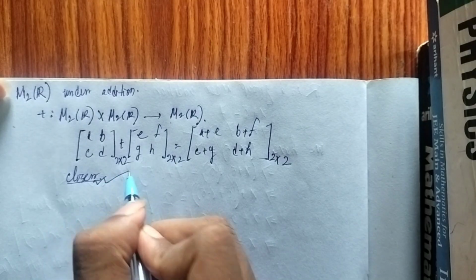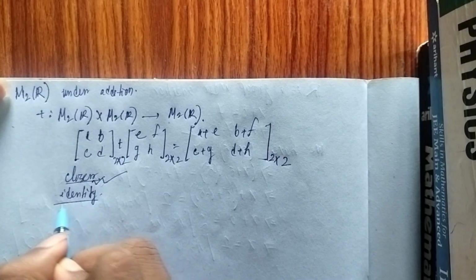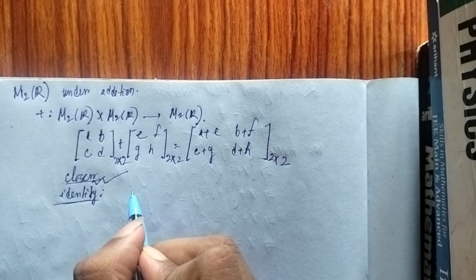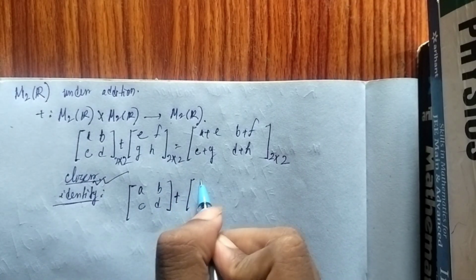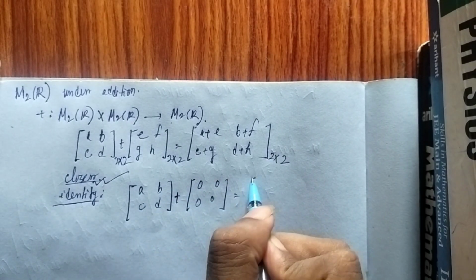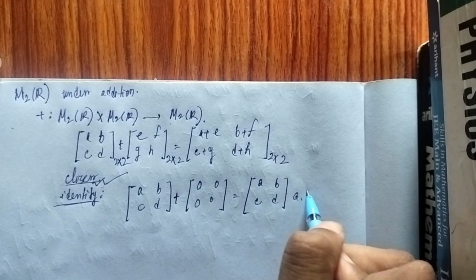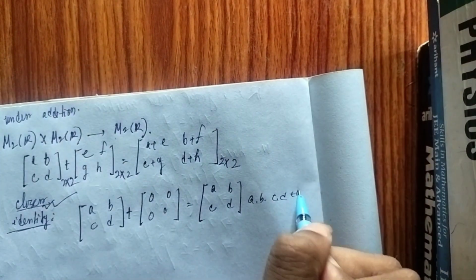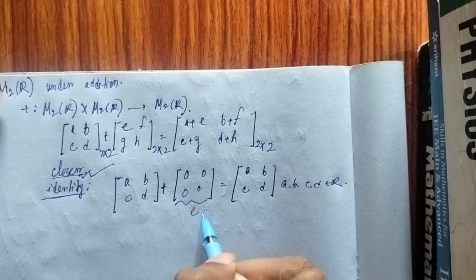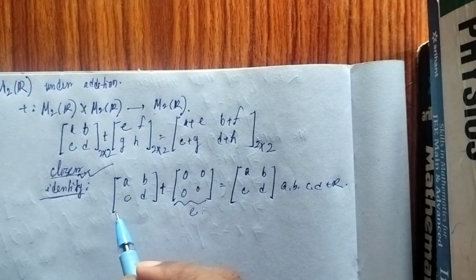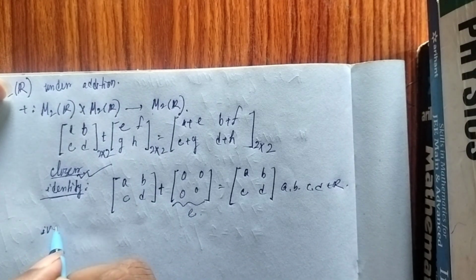Now closureness is obvious. Now identity, for matrix addition, which one is the identity? The null matrix. Let's say A B C D is any matrix, and if we compose it with 0 0 0 0, then we will end up with A B C D, where A B C D belong to R. So this is the identity in M2(R), all 2 cross 2 matrices under addition. And now the inverse.